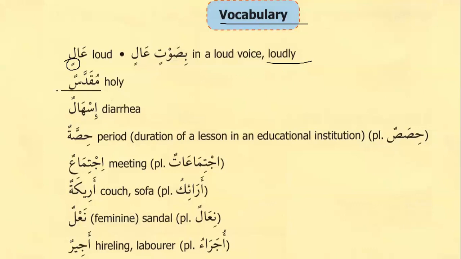Muqaddasun, ism al-fa'il or ism al-maf'ul? Qaddasa yuqaddisu taqdisan. So muqaddis is ism fa'il, and muqaddas is ism maf'ul. Yes. Then we have ishalun for diarrhea, hissatun, period, and the plural is hissasun, ijtima'un, and the hamza of ijtima' is hamzatul wasl. We need to know this. So it will be ijtima'atun. That's why here they have not put anything over here. So it's basically ijtama'a yajtami'u ijtima'an.